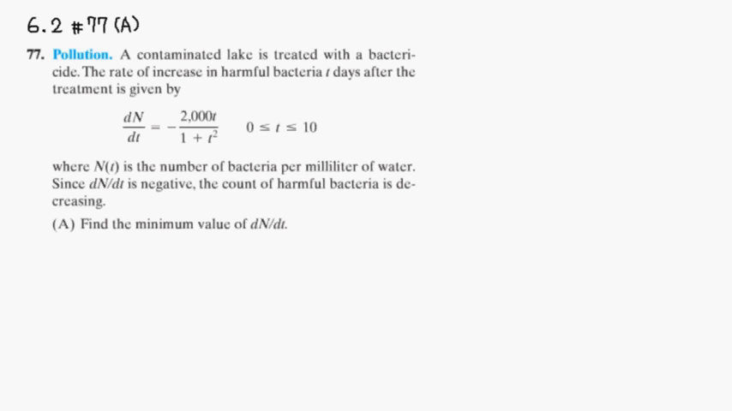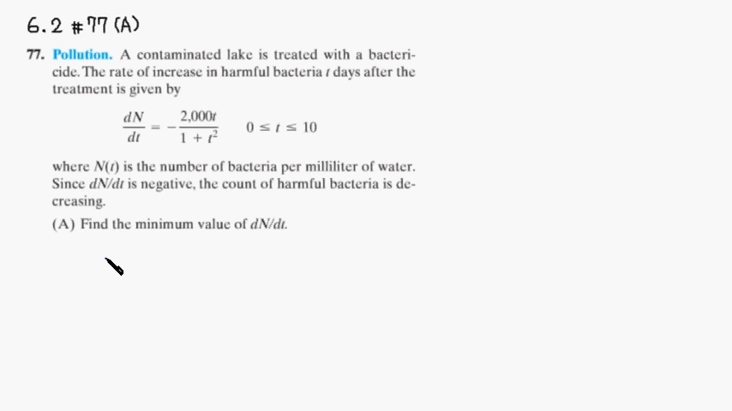Okay, let's go over section 6.2, number 77, part A, since I messed it up in my lecture today. So part A: we want to find the absolute minimum value of this dn over dt. This function right there.